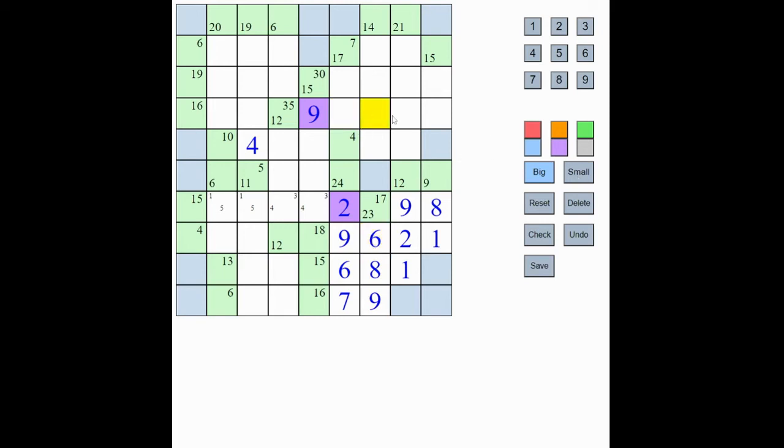Okay, so we have a couple of interesting long sums here. So 35 of 5 must be 9, 8, 7, 6, 5.